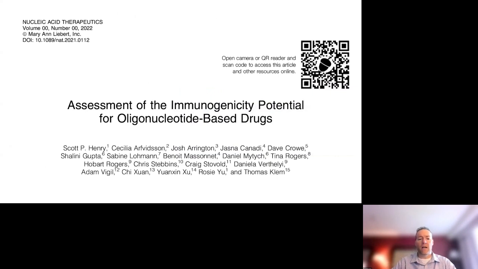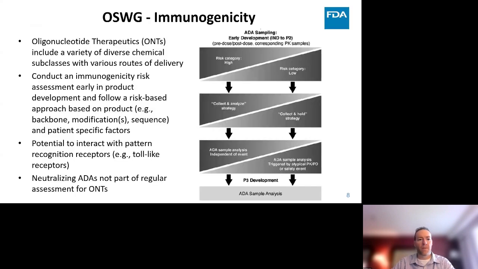Now, as part of this, a number of industry individuals and FDA folks put together an oligonucleotide safety working group, and we published in 2022 an assessment of the immunogenicity potential of oligonucleotide-based drugs, and I'll just provide a brief overview of this paper here. It's important, first off, to note that oligonucleotide therapeutics represent a diverse chemical subclass with various routes of delivery, so there are many things that can influence their immunogenicity potential.